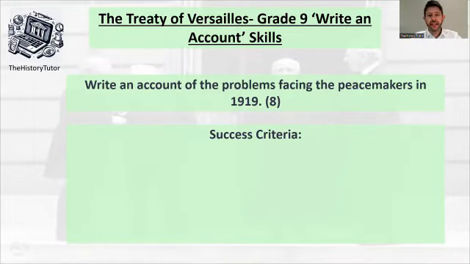Okay, so if you're interpreting this correctly, you're probably thinking, well, this is a question about juggling the different aims of the different peacemakers in 1919 as they started to set up the Treaty of Versailles. And you'd be right. Now, peacemakers can be a little bit of a confusing term. This does just mean the countries at the Treaty of Versailles and their attempts to make peace. It is as simple as that. So don't get too confused about that.